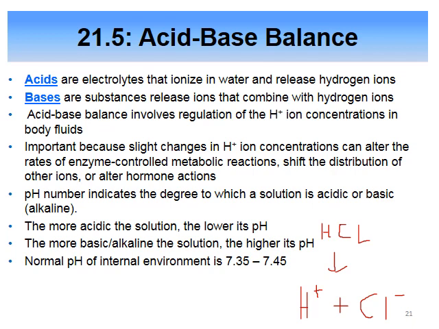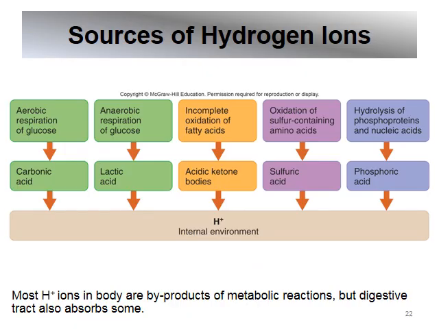For humans, our normal pH is between 7.35 and 7.45. If it's less than 7.35, we're considered to be acidotic, or in acidosis. If we have a pH greater than 7.45, this is considered to be alkalosis, or we would be basic. Again, it's very important that we stay within this range.